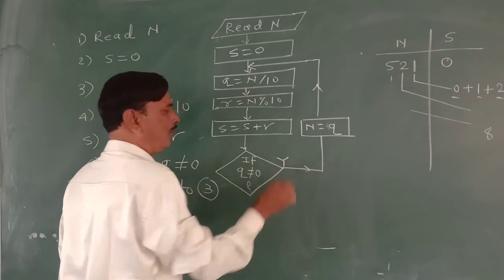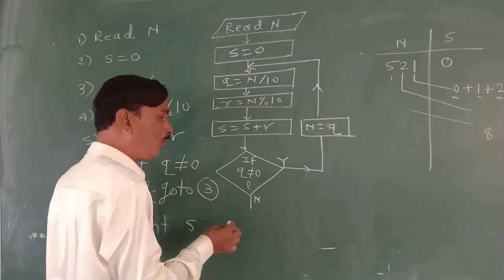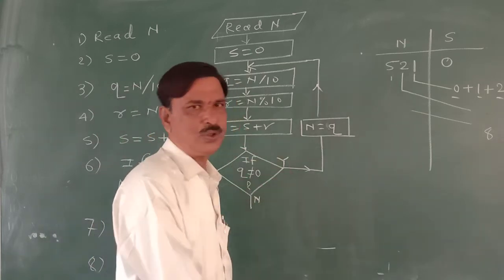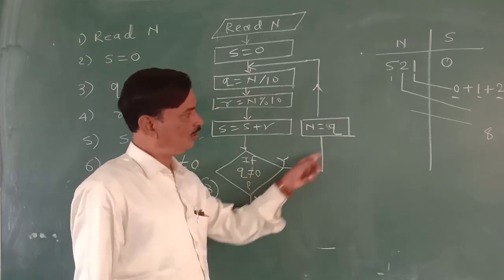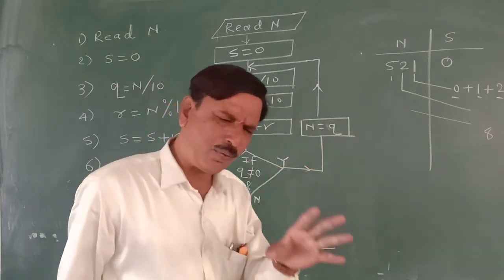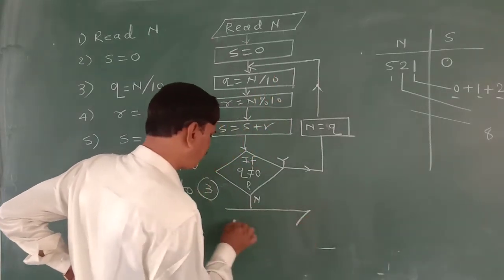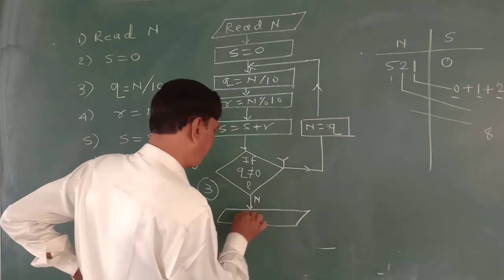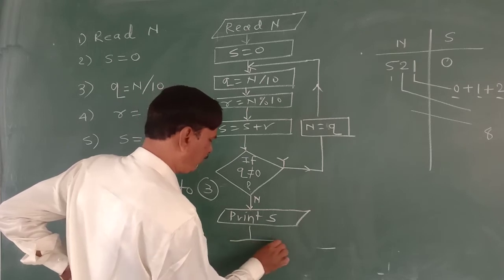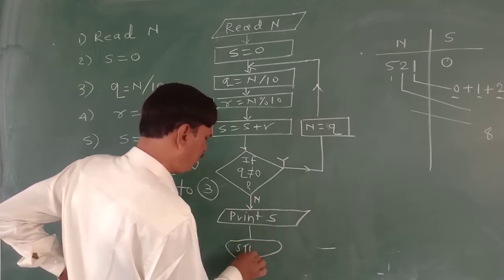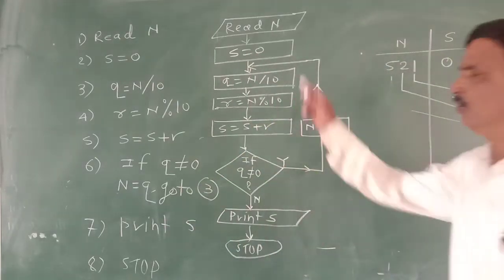Then, if quotient is not equal to 0, yes, we are going upside. If quotient is not equal to 0 and its answer is no, it means the quotient is 0. So print. Print what? Print S and so on. See the flowchart.